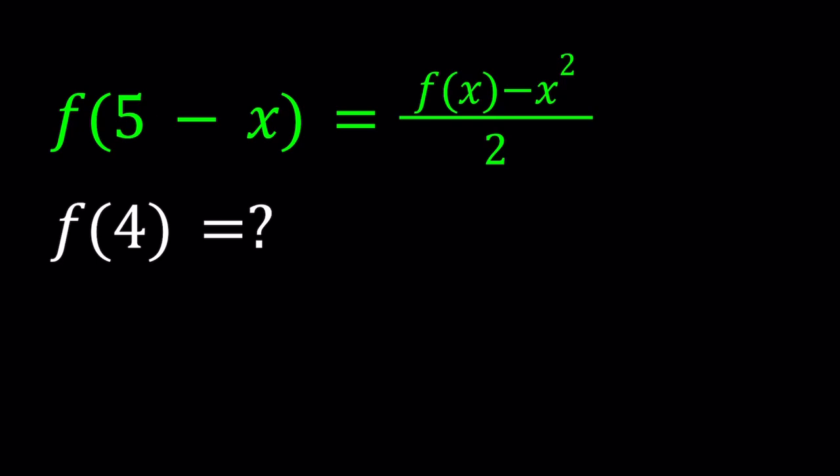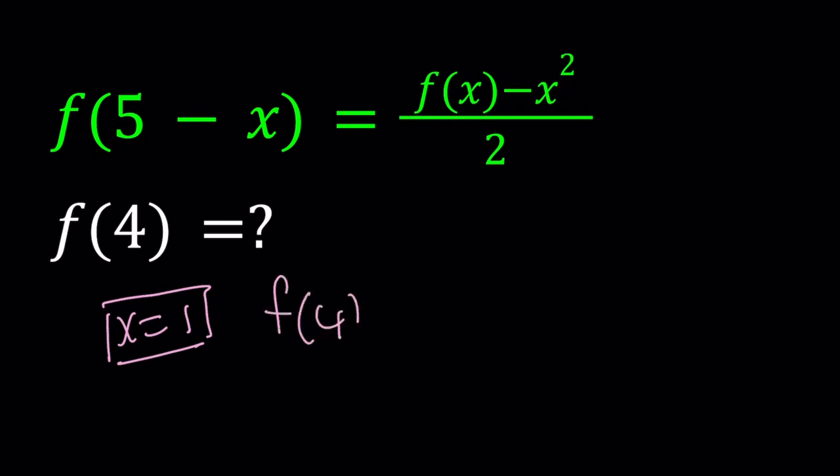So when you're given an equation like this and you're supposed to evaluate f of something, usually you try to replace x with that value, or you use an x value that will give us what we want, right? So in this case, it would make sense, since I need f of 4, why don't we let x equal 1, right? In that case, we're going to find f of 4 equals f of 1 minus 1 squared divided by 2. Great. Even though this gave us f of 4, somehow we also got another variable, which is f of 1 at this point.